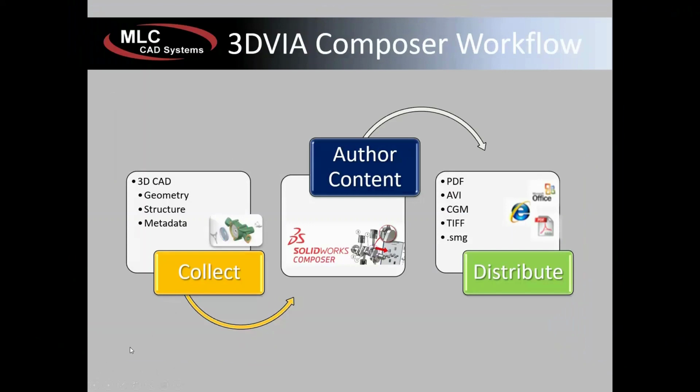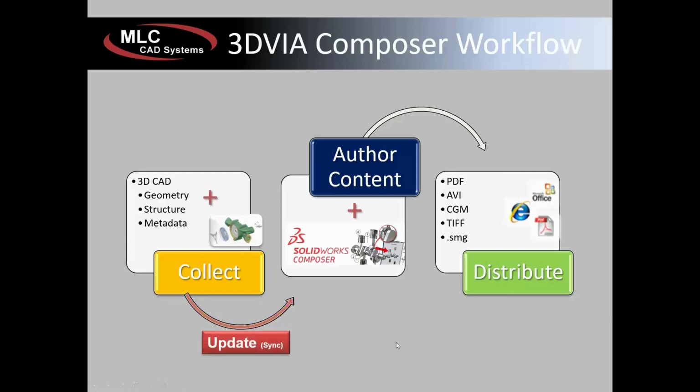With SolidWorks Composer, there's a very simple workflow in order to create this documentation. You would simply collect the information you need, CAD data. That usually is in the form of geometry, could be an assembly structure as well. And usually those files have what we call metadata, custom properties. You would bring that into SolidWorks Composer and create the great looking images and animations, and then you would author that content into a format such as PDF, AVI, or something of that nature. You could then distribute that information to end users, field service, and so on.